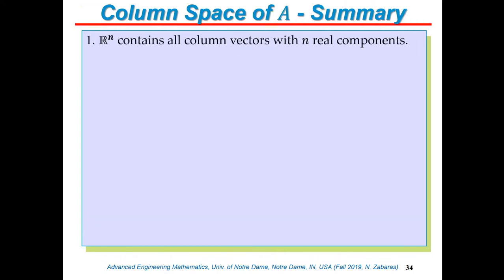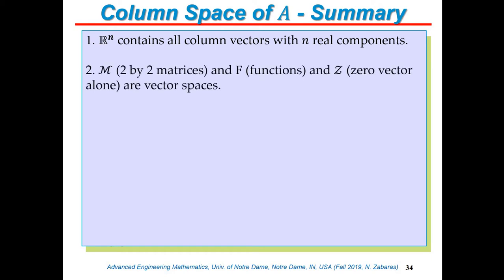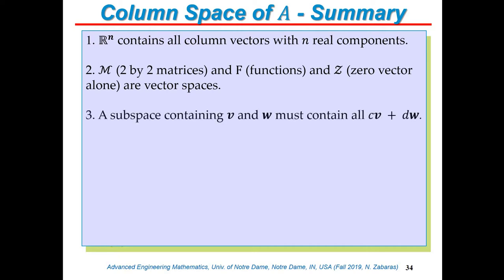So let me just summarize. Rn contains all the column vectors that have n components. We saw examples of matrices. We mentioned you can have the space of functions, the space of polynomials. You can have just the zero vector. All of them are vector spaces. You need to always check that if you take two vectors in that space, their linear combinations also belong to that space. Once that is satisfied, you're happy that the properties are taken care of, and your space is a vector space.